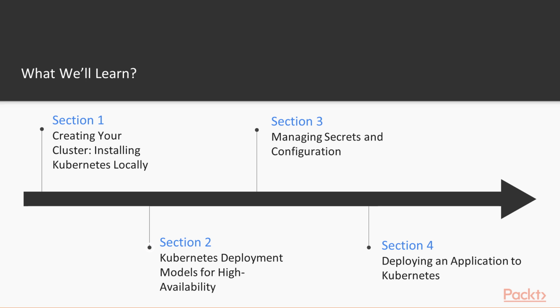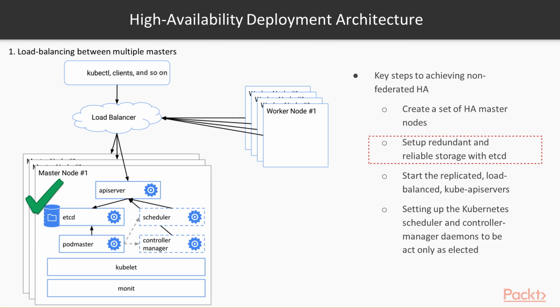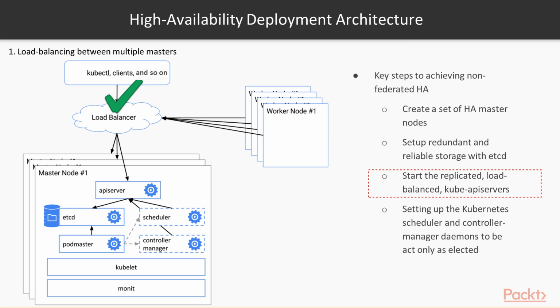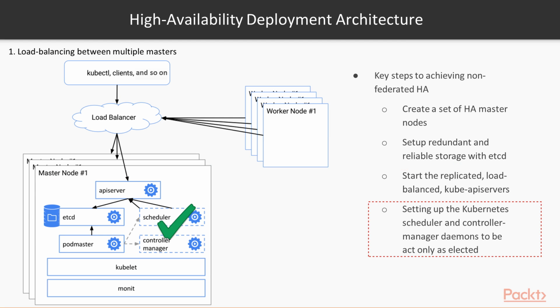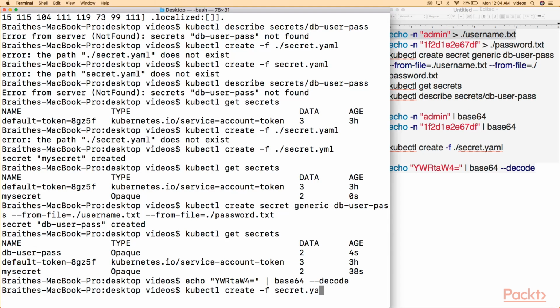In section 2, we'll cover some Kubernetes best practices in architecture. So we'll cover some highly available Kubernetes architectures, some deployment architectures for applications, things like that. In section 3, we'll go into some of the more niche features in Kubernetes, like how we manage secrets, how we manage configuration, and best practices regarding those topics.